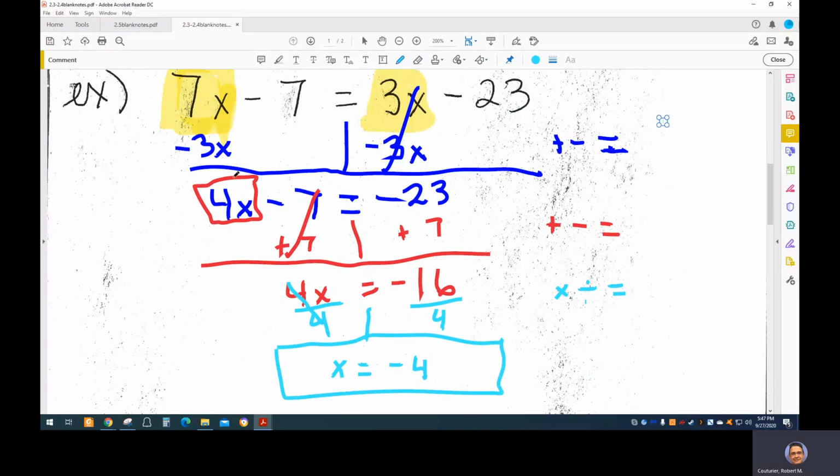Go ahead, take that 4, plug it in over here. You should end up equaling the same thing on each side. What is it? 7 times 4 is 28. 28 minus 7 is 21. Then you do the same. Negative. Wait, I did that wrong. So negative 28 minus 7.